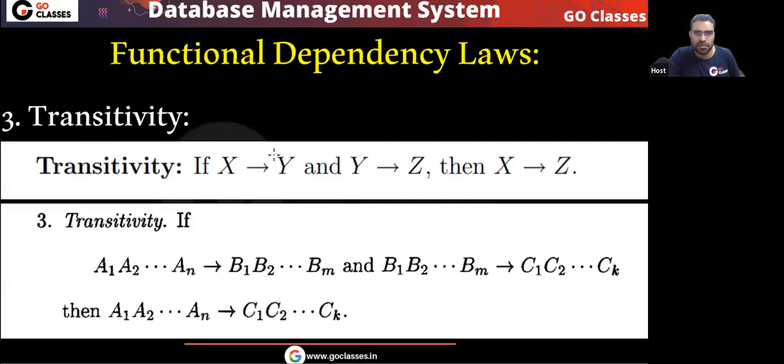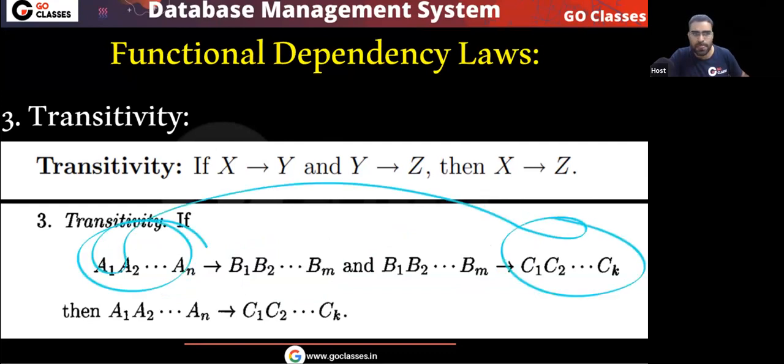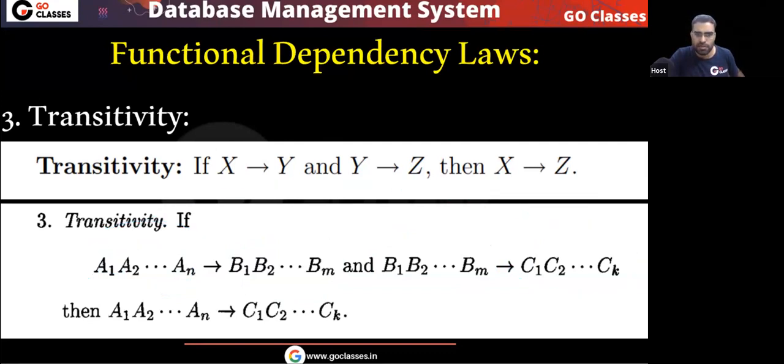What does transitivity say? This says that if x determines y and y determines z, then x will determine z. This is the transitivity rule. In general, if a1 to an determines b1 to bm and b1 to bm determines c1 to ck, then a1 to an will determine c1 to ck. Is this clear? First you understand what this transitivity law says.